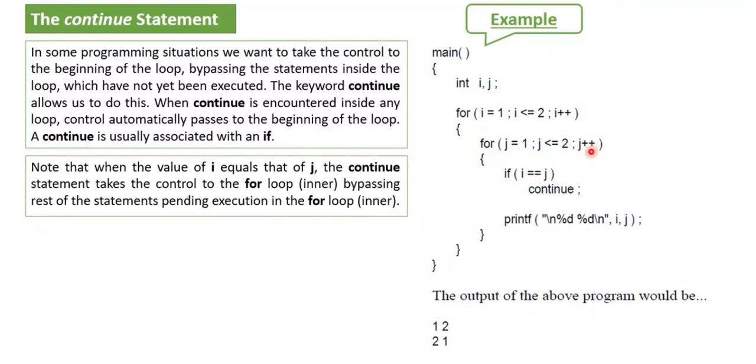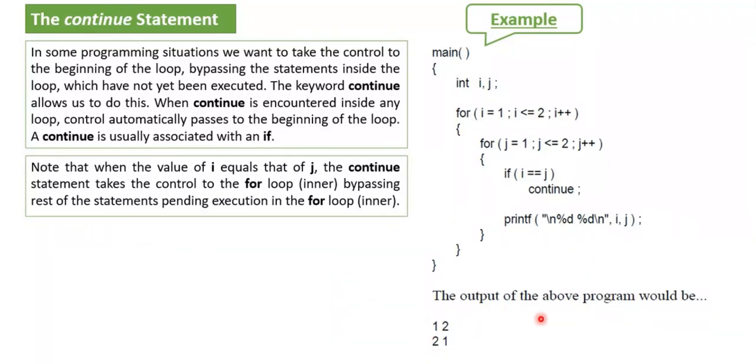Again it is compared with less than or equal to 2, and if it is true it comes to the body. Now if this condition returns false, then the printf will be executed. As you can see in the output of the above program, when i is equal to j, this printf is bypassed, and when it is not equal, then the value is printed. So 1 2 2 1. This is the output for the above code.